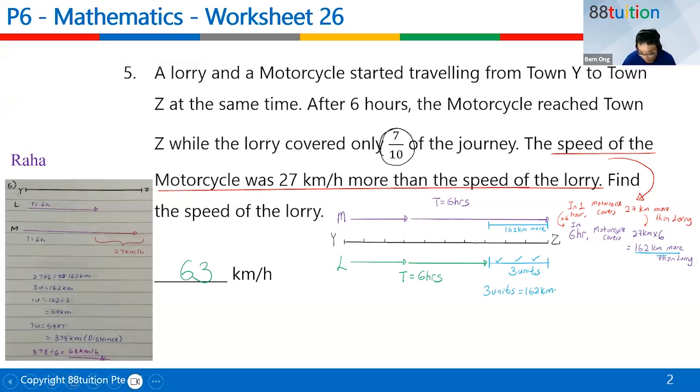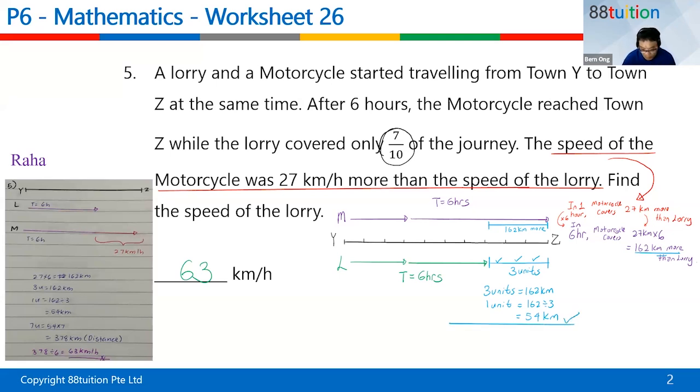Units, you can write equal. 1 unit equal to, but must spell out the word unit, 162 divided by 3. Please remember that. PSLE standard. Okay, press your calculator. This type of question is part of paper 2. Press calculator, you get 54 km. So once you can get 1 unit, you are king and queens already.